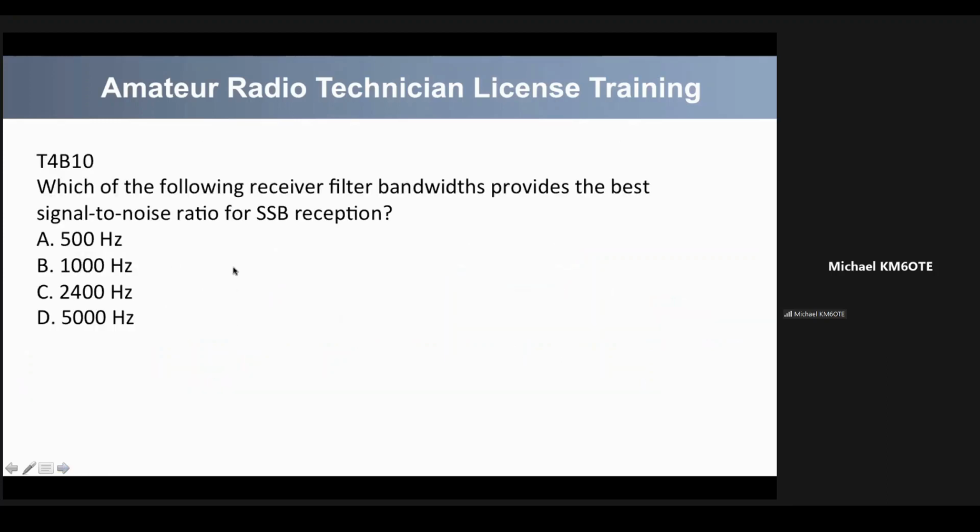Which of the following receiver filter bandwidths provide the best signal to noise ratio for SSB? And we just looked at that. It's 2400 hertz.